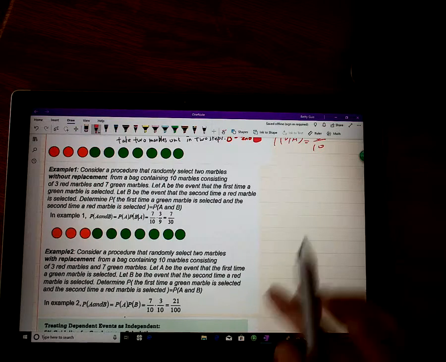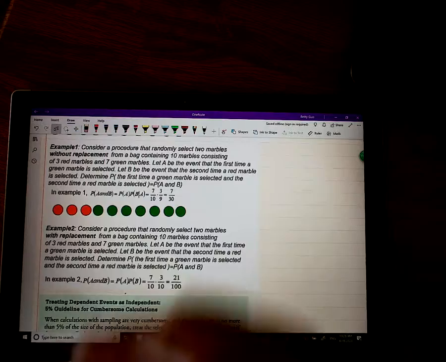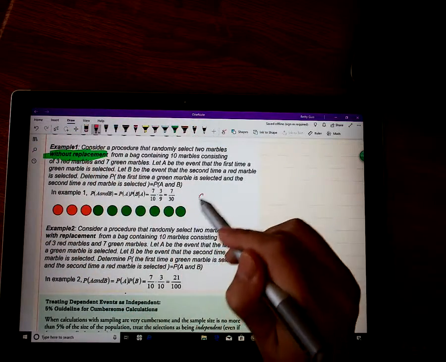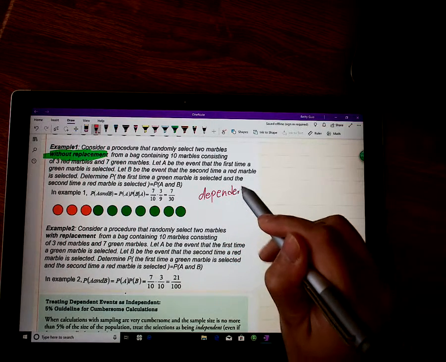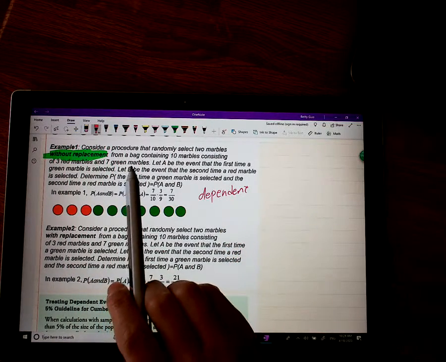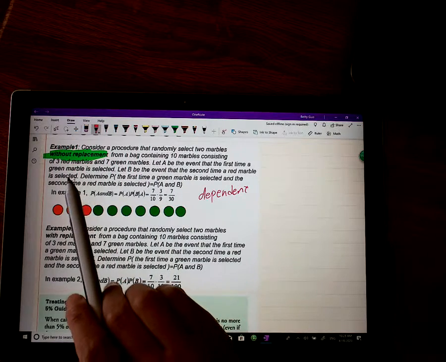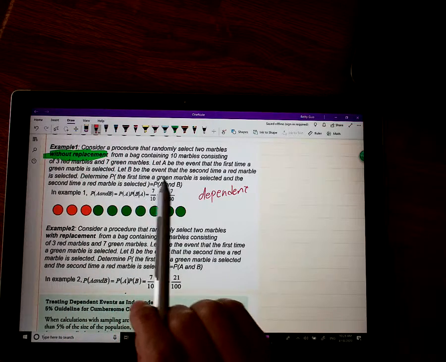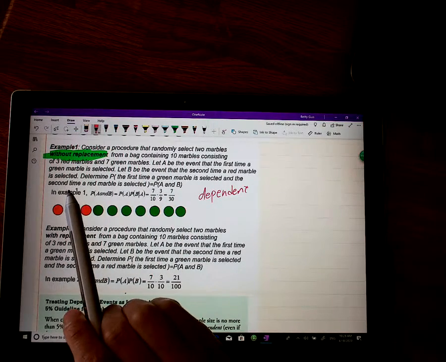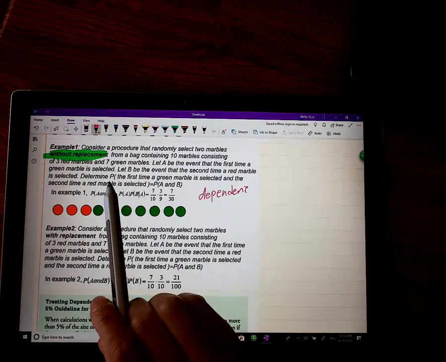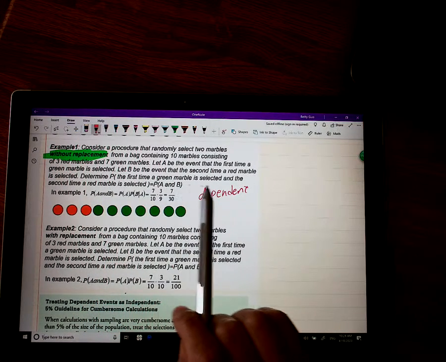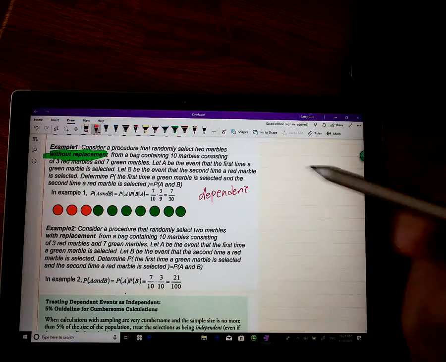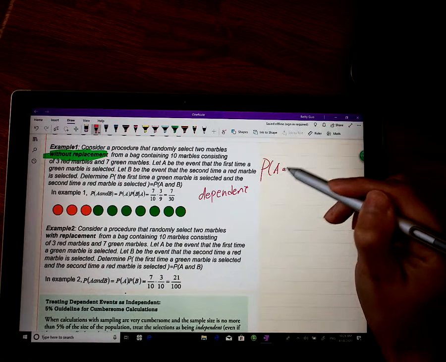Consider a procedure that randomly selects 2 marbles without replacement. What is that case? That case is dependent, right? From a bag containing 10 marbles with 3 red, 7 green. Let A be the event the first time you get a green marble, B be the event the second time you get a red marble. Determine P of the first time a green marble is selected and the second time a red marble is selected. Means we are looking for P of A and B.